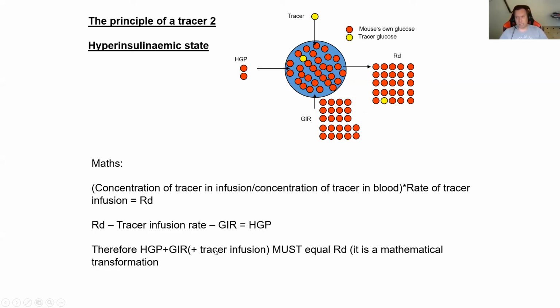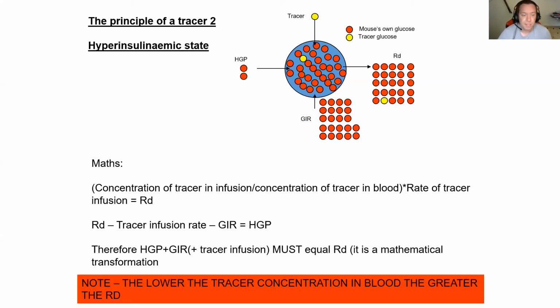And just a note here when you're looking in the literature: HGP plus GIR plus tracer infusion, if relevant, must equal the RD. It's a simple mathematical sum. If you ever look at clamp data and the HGP and the GIR clearly do not add up to the RD in the clamp stage, there is something wrong with the maths, because it's very, very simple, assuming they're using steady state kinetics. So just to reiterate this point, the lower the tracer concentration in blood, the greater the RD.